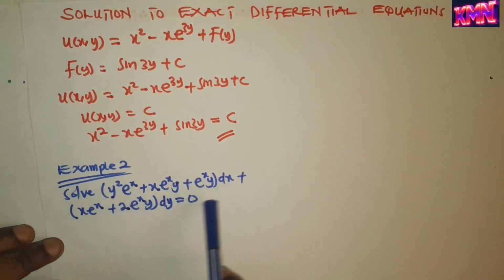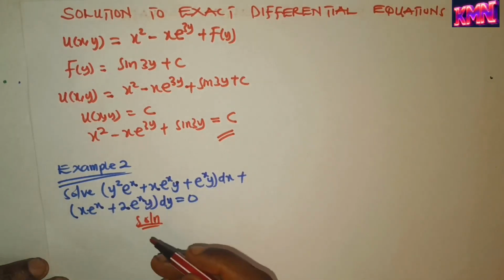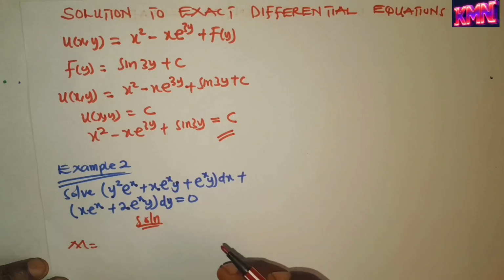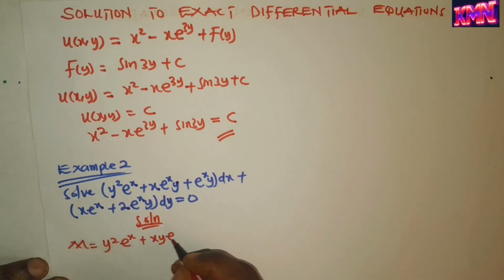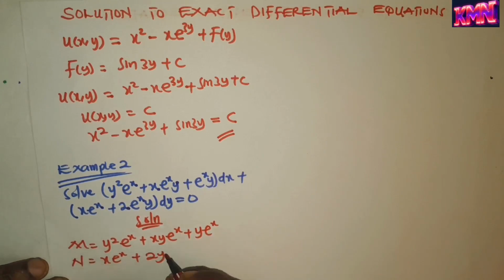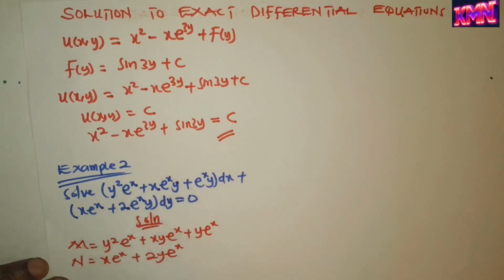So this is our second example, and it looks very nice. We need to identify M and N. We know that M is the coefficient of dx, and that is y squared e power x plus xy e power x plus y e power x, and N is x e power x plus 2y e power x.